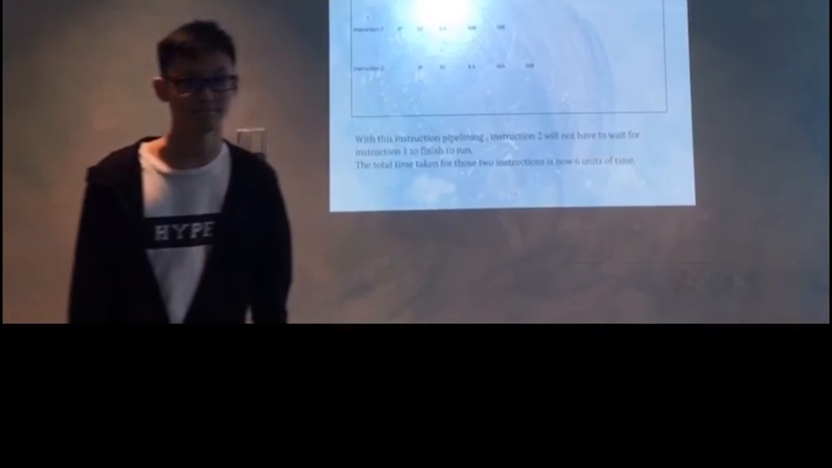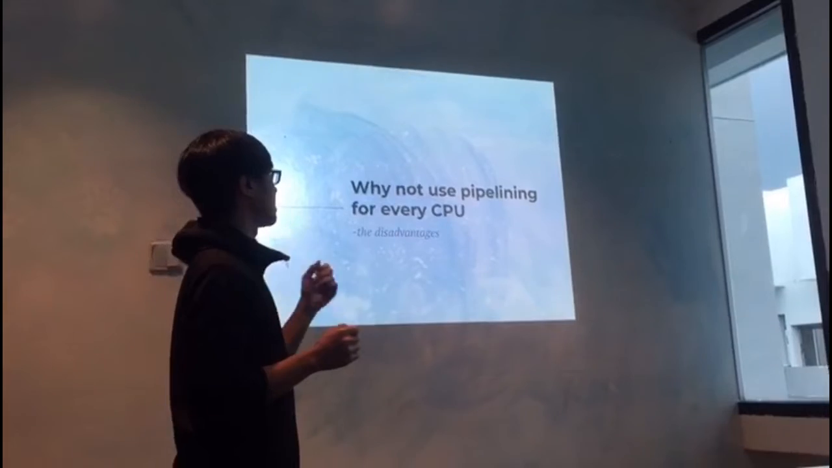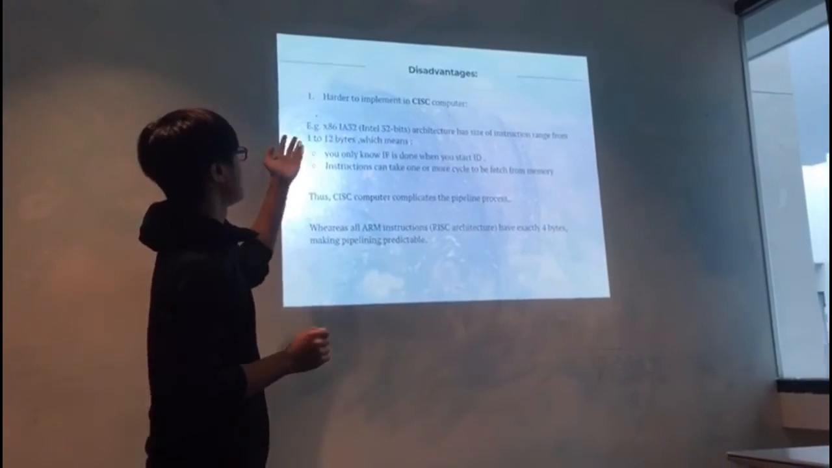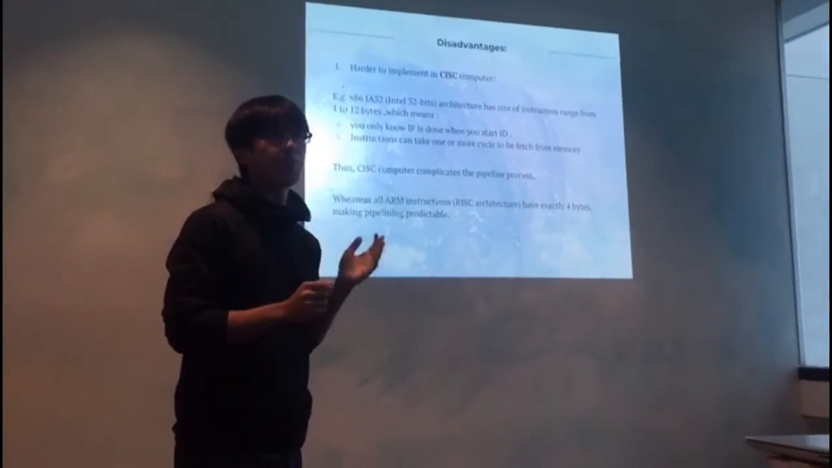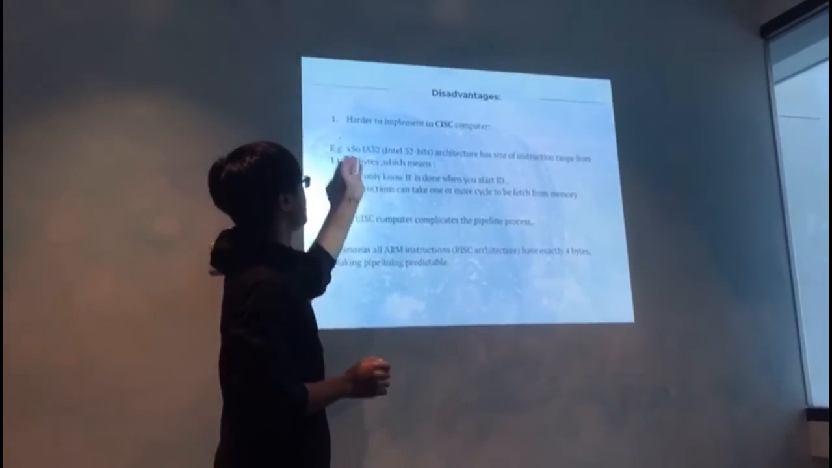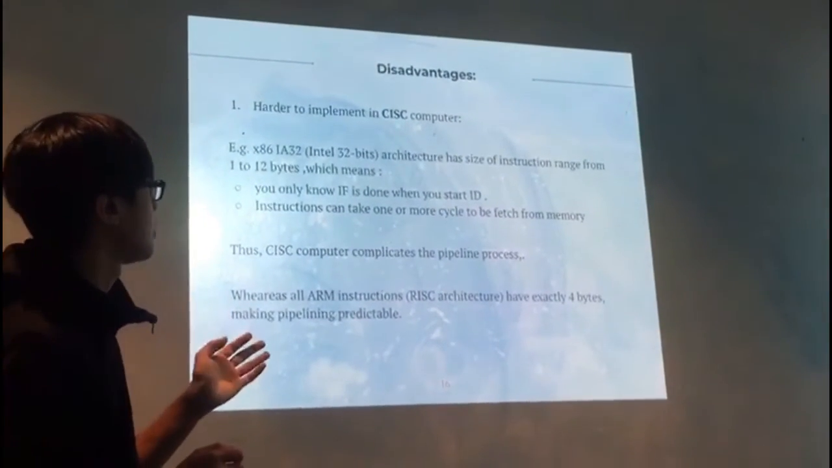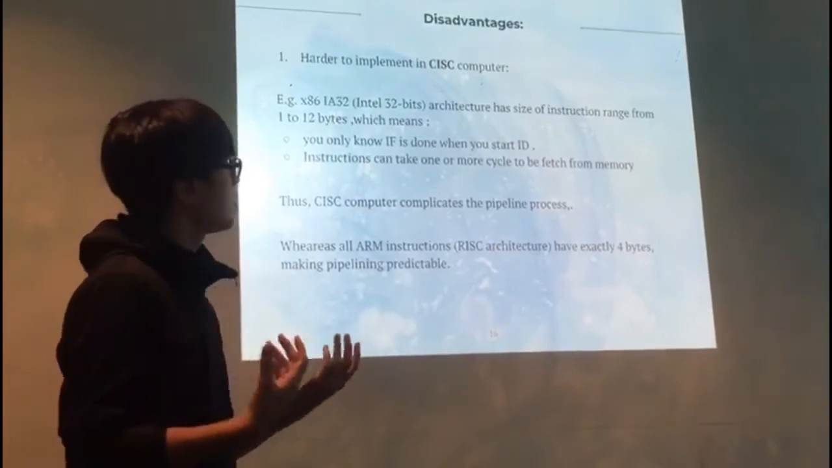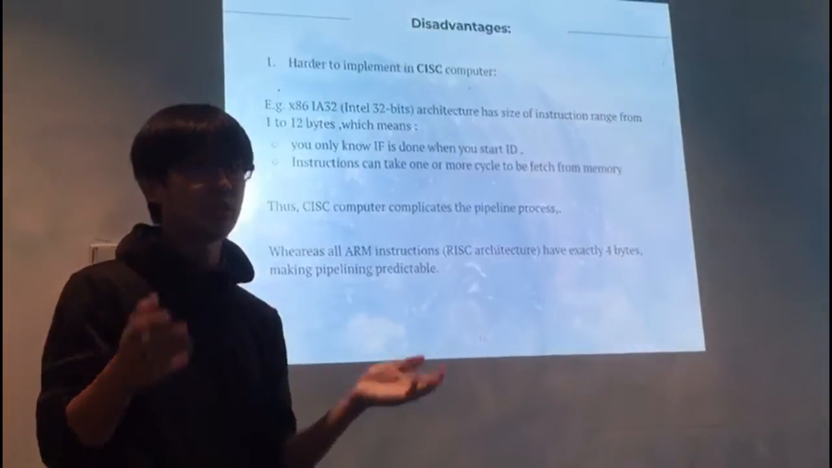Alright, attention to me again. I'll be talking about the disadvantages of pipelining for every CPU. The first reason is that it's harder to implement in CISC computers, which means complex instruction set computers. For example, the Intel 32-bit x86 IA32 architecture has instruction sizes ranging from 1 to 12 bytes, which means that the computer will only know instruction fetch is done when it starts with instruction decode.